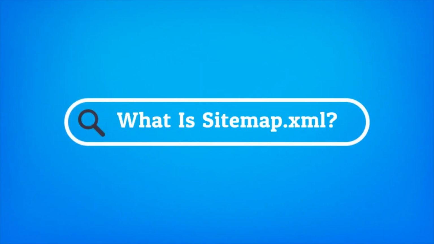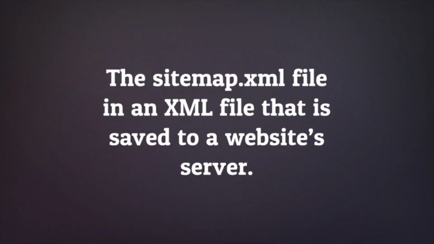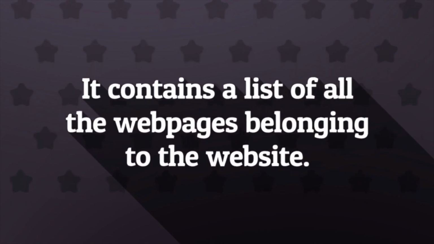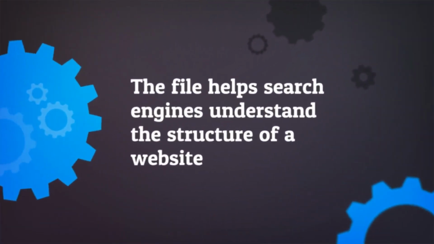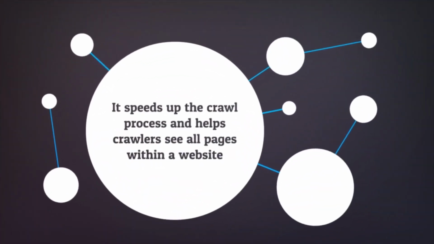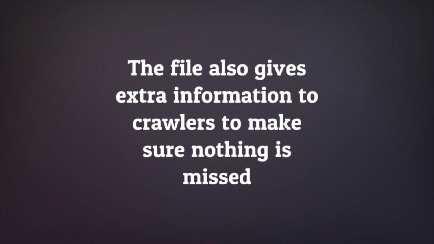What is sitemap.xml? The sitemap.xml file is an XML file that is saved to a website's server. It contains a list of all the web pages belonging to the website. The file helps search engines understand the structure of a website. It speeds up the crawl process and helps crawlers see all pages within a website. The file also gives extra information to crawlers to make sure nothing is missed.